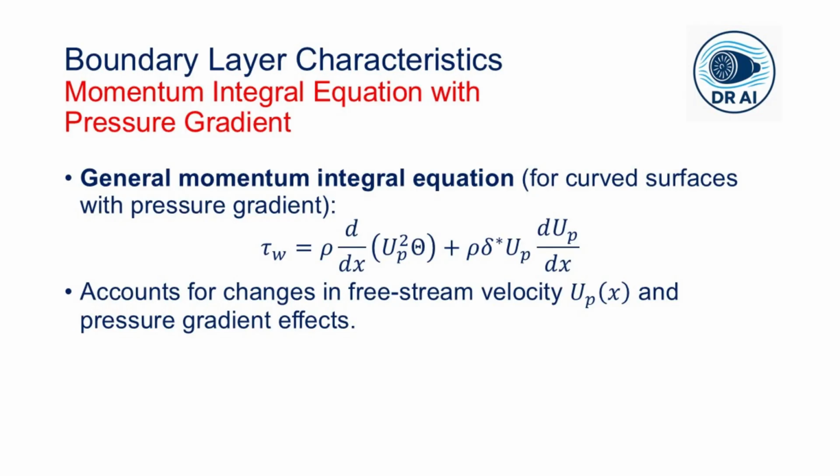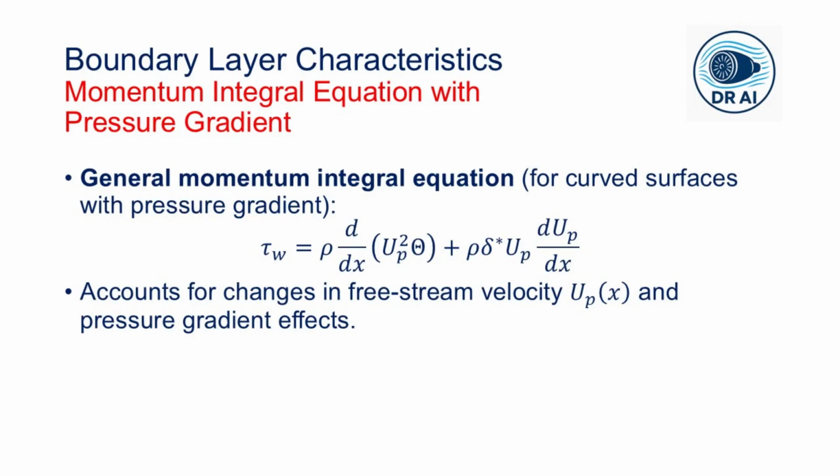Now, momentum integral with the pressure gradient. To handle boundary layers with pressure gradients, we need a more general form of the momentum integral equation, including the pressure forces in the control volume analysis, which would give us this particular equation. So this is the representation of the balance between the viscous forces, the pressure forces, and the fluid momentum through the boundary layer thickness.